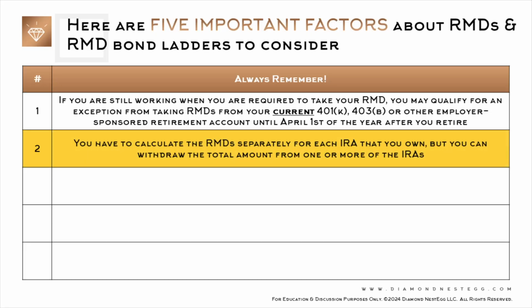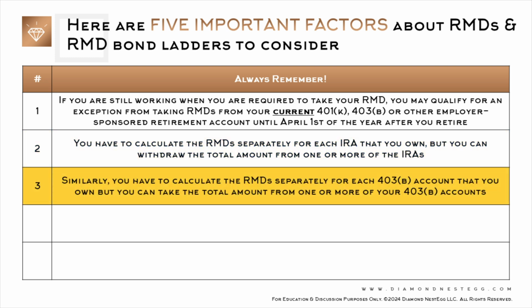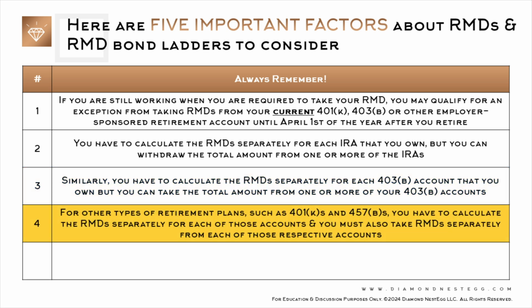2. You have to calculate the RMDs separately for each IRA that you own, but you can withdraw the total amount from one or more of the IRAs. 3. Similarly, you have to calculate the RMDs separately for each 403b account that you own, but you can take the total amount from one or more of your 403b accounts. 4. For other types of retirement plans, such as 401ks and 457bs, you have to calculate the RMDs separately for each of those accounts, and you must also take RMDs separately from each of those respective accounts.